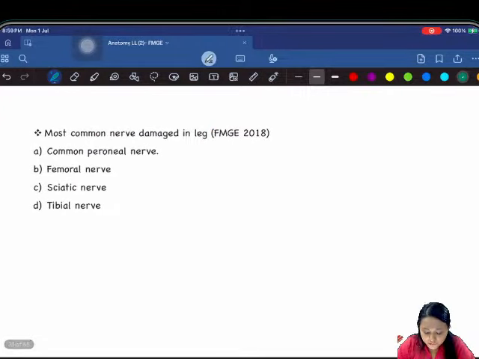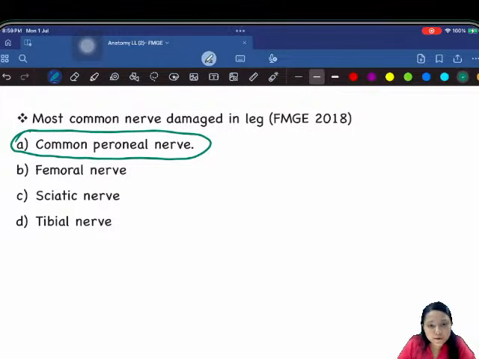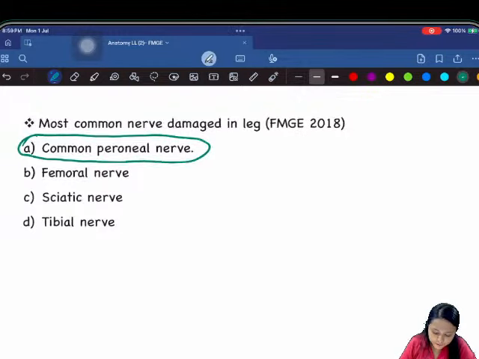Most common nerve damage in the leg. Okay. So out of all this, femoral nerve, sciatic nerve, tibial nerve, the most common nerve damage in the leg is the common peroneal nerve. Okay. If this question comes, the most common nerve damage in the leg is the common peroneal nerve.